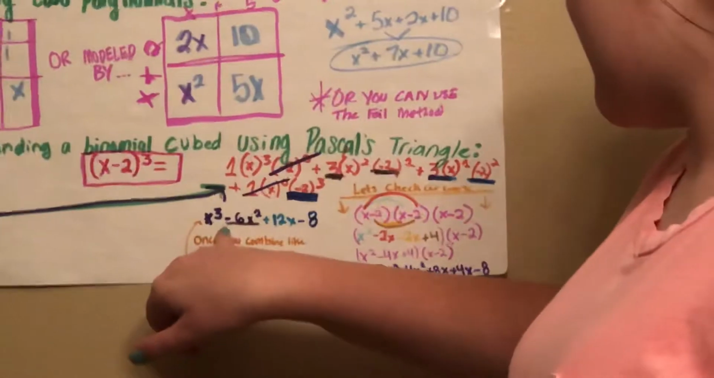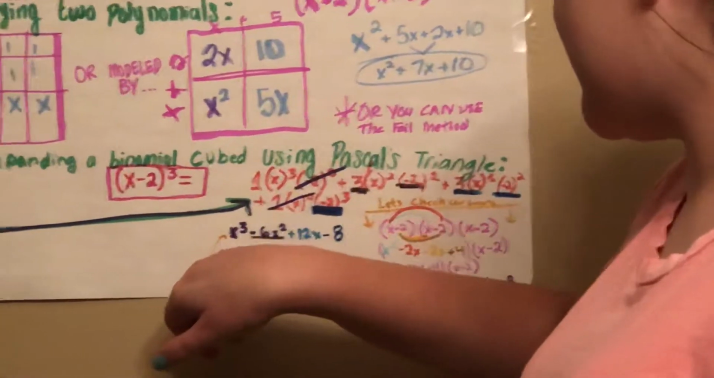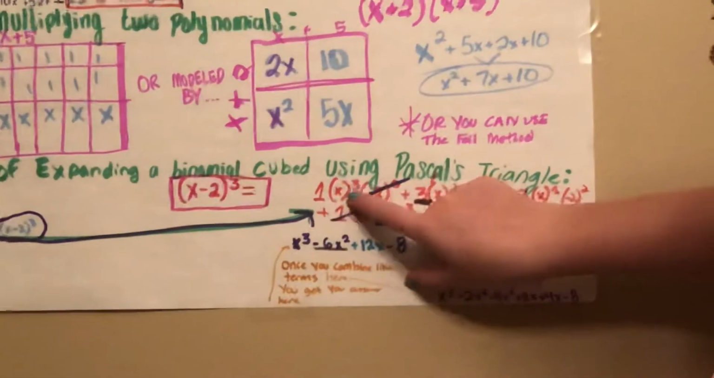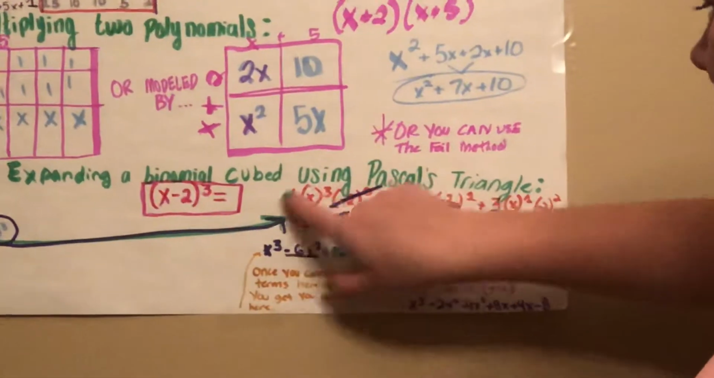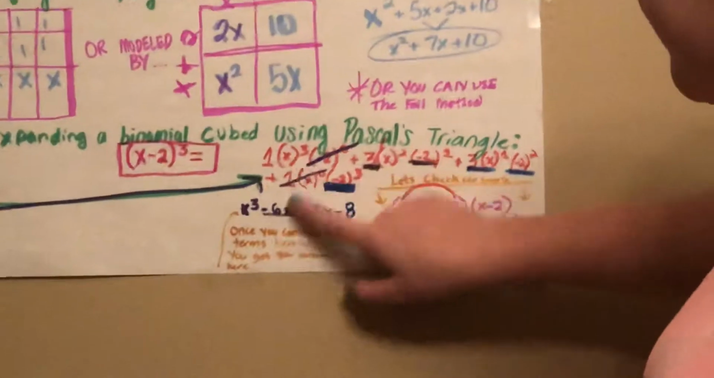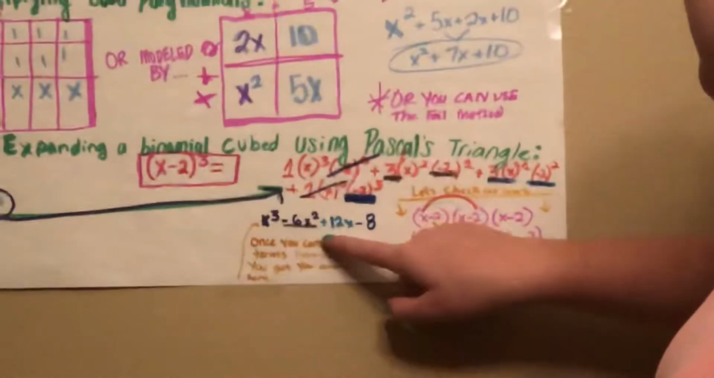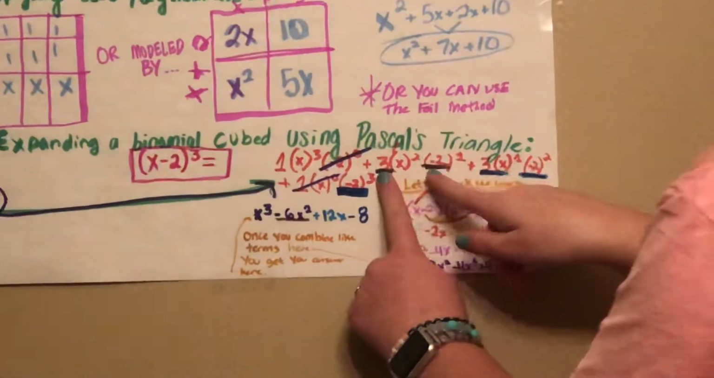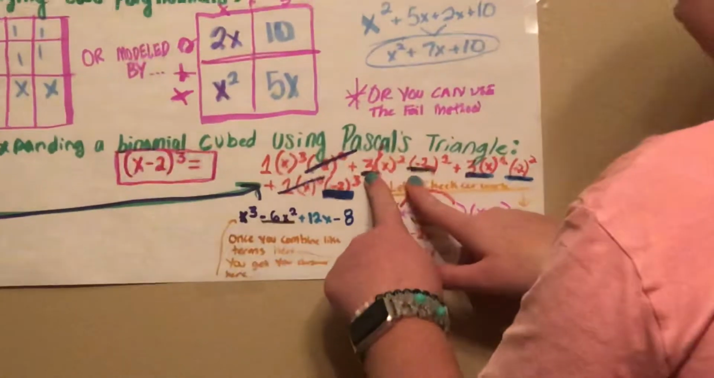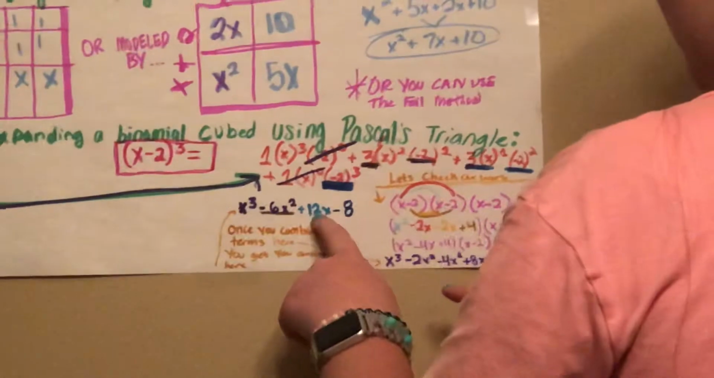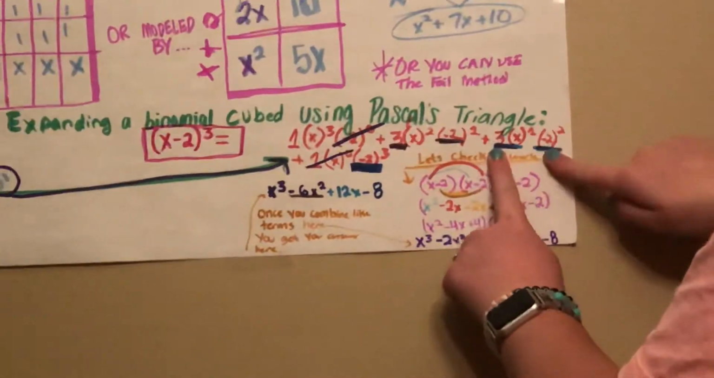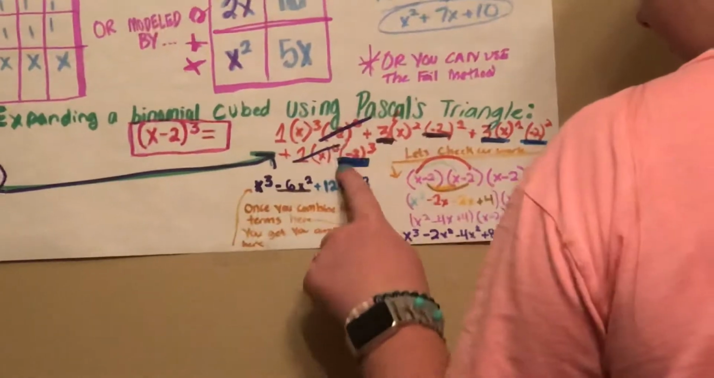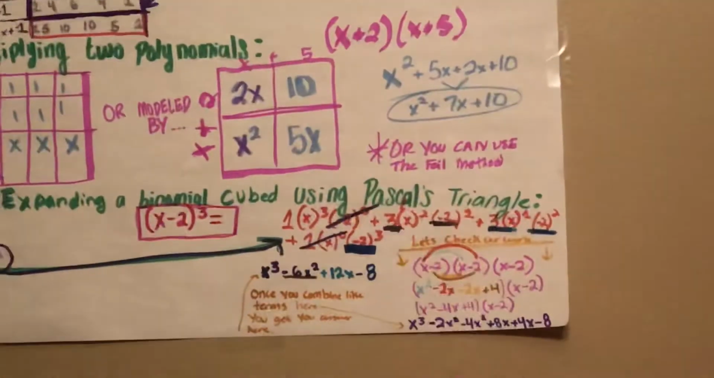And then I have my work shown down here of what I got afterwards. x cubed to start off with, right there as our first term, minus 6x squared. Now I got that from the 3 and the negative 2 right here. And then 12x was from the 3 and the negative 2 over here. And then minus 8 was from the negative 2 to the 3rd power over here.